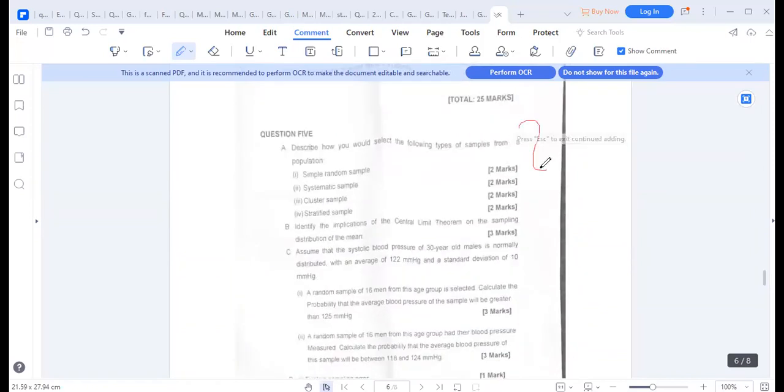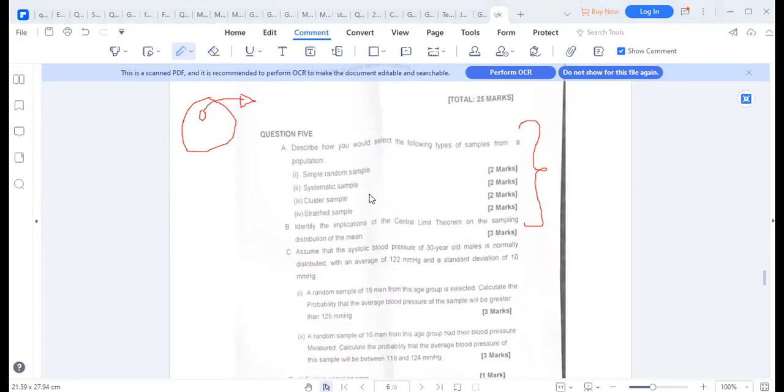We go to estimation. So we need to understand that sampling involves collecting subunits from an entire census. So these sampling procedures come into two categories. We have what we call the probability and the non-probability sampling procedures.